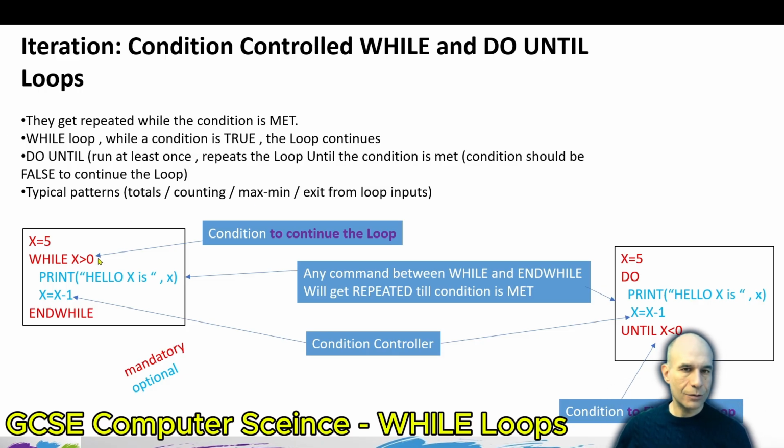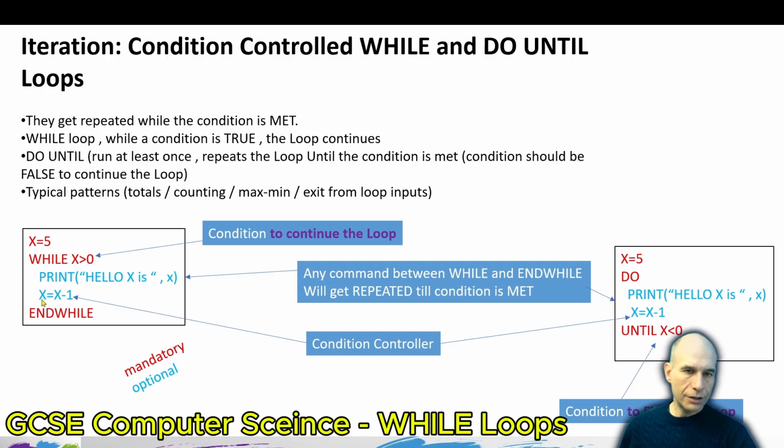While x is more than 0, which in this case x is 5 and 5 is greater than 0, it will print hello x is and x. So it will print, for example, 5, and in here we are reducing the x by 1. This is the condition controller. Inside this kind of loop you should always have some method of controlling the condition. Otherwise, if you only have while x is greater than 0, print hello x is x and end while, this loop will continue forever. It's an infinite loop, we call it.